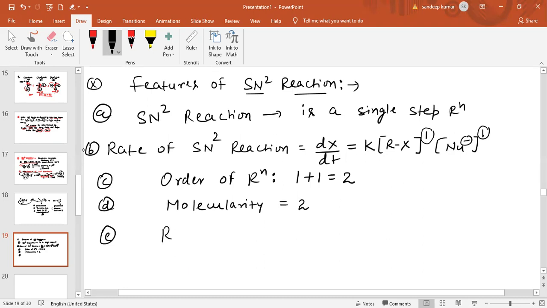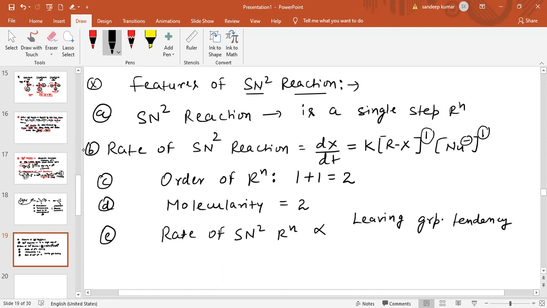Also we can say the rate of SN2 reaction is directly proportional to leaving group tendency, and the rate of SN2 reaction is inversely proportional to the steric hindrance.